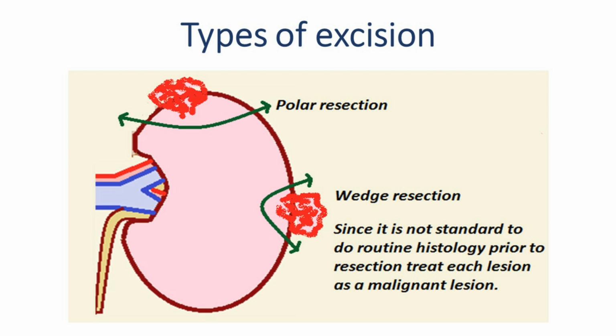We recommend two kinds of resections: polar resections for large polar lesions and wedge resections. We do not recommend enucleation since it is not standard to do routine histology prior to the resection. We treat each lesion as a malignant lesion.